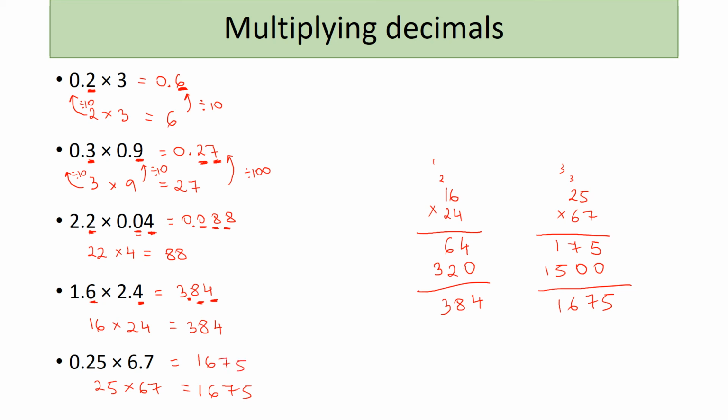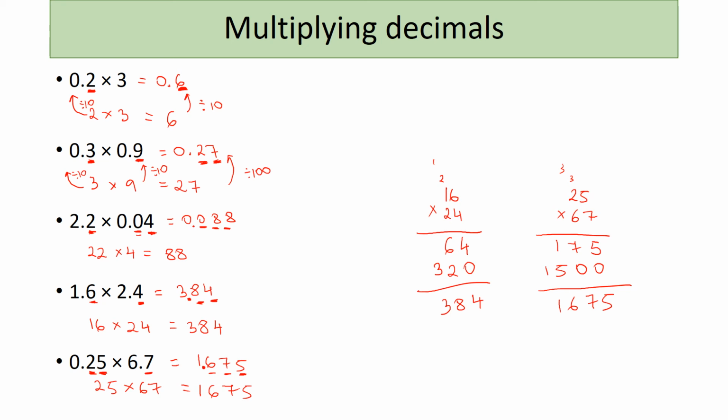1675, and now we need to decide where the decimal point needs to go. So let's have a look at how many decimal places we have in my question. 1, 2, 3. So that means my answer also needs to have 3. So that means the decimal point needs to go in front of 6.